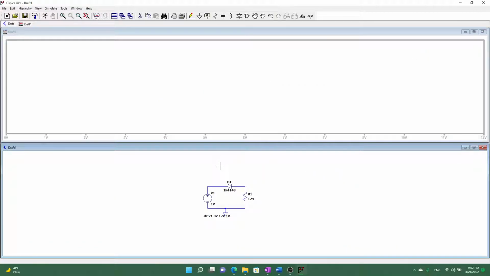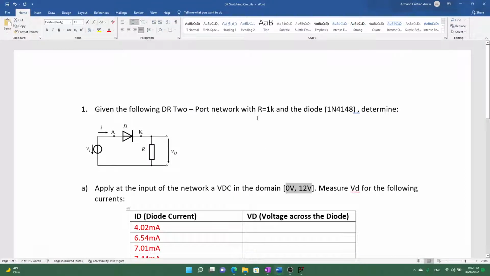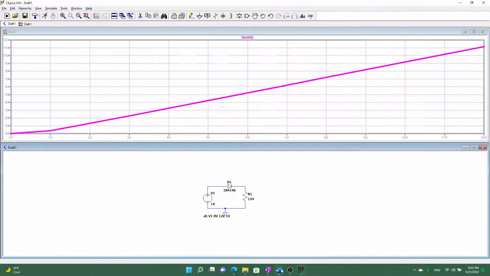And you'll see that our simulation pane already opens. So of course we're interested in the output voltage. So let's measure it. And this is how the output voltage looks like across our diode. We are now using a 124 ohm resistor. And let's go ahead and make a couple of measurements on the graph and see what happens.